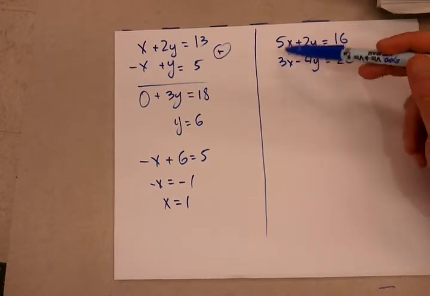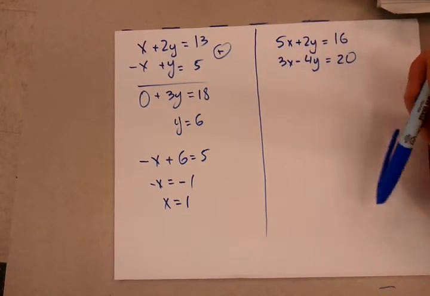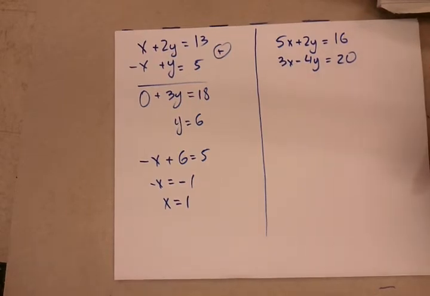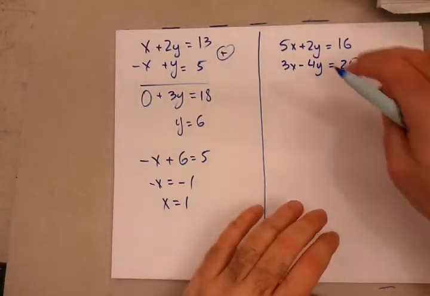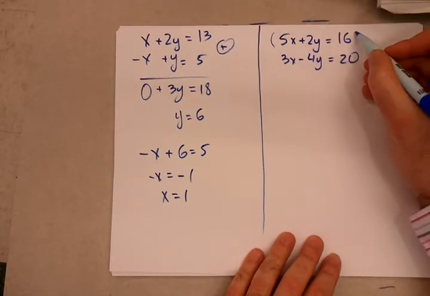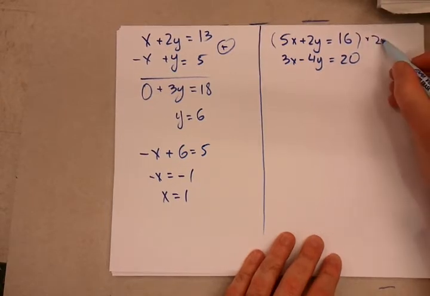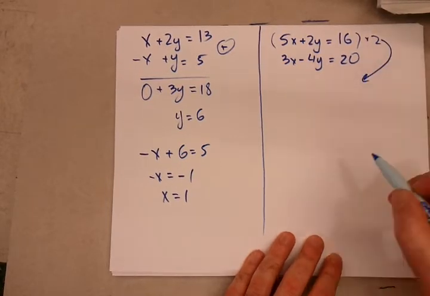That's a little simpler than changing both of the equations to match the coefficients of the x. So let me do that, and let's see what happens. I'm going to multiply the entire top equation by a 2, and I'm going to rewrite that right over here.